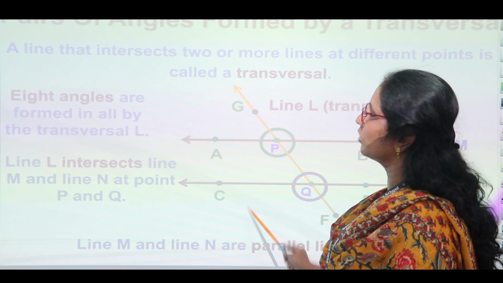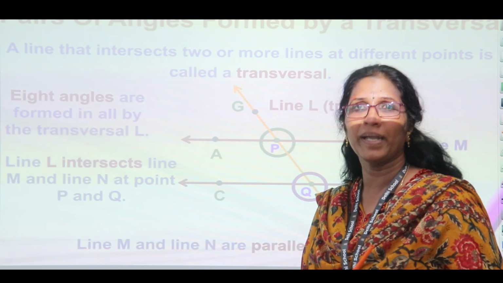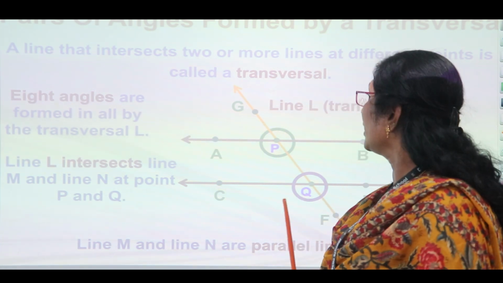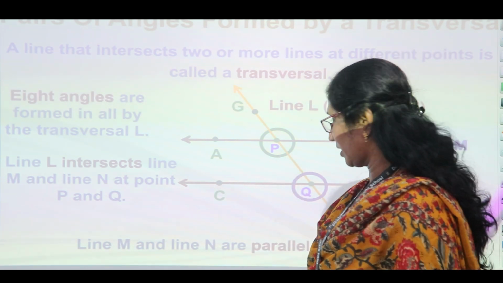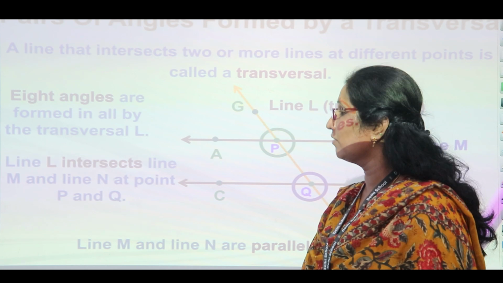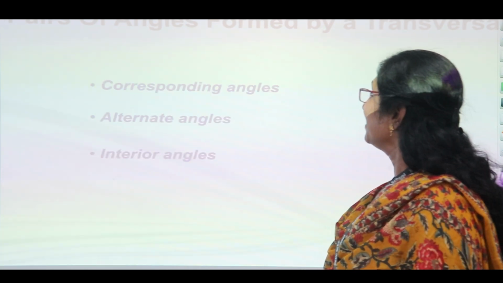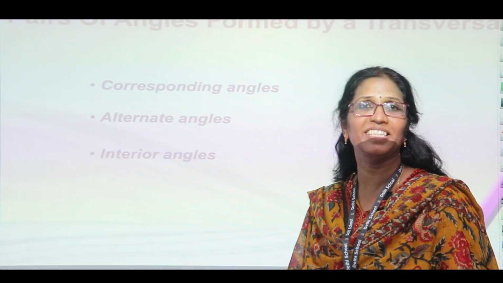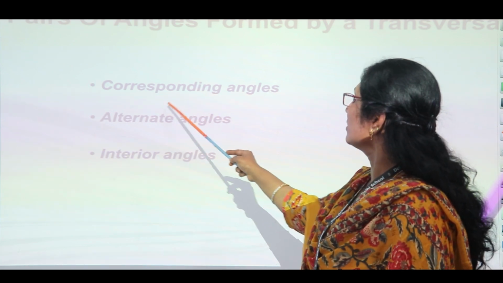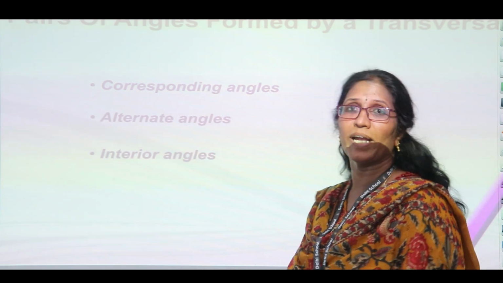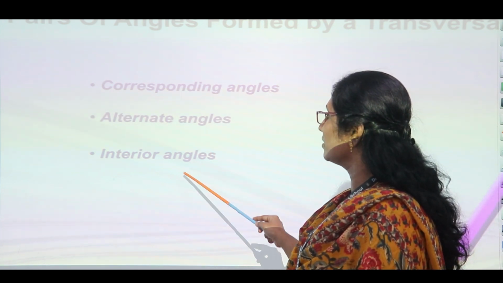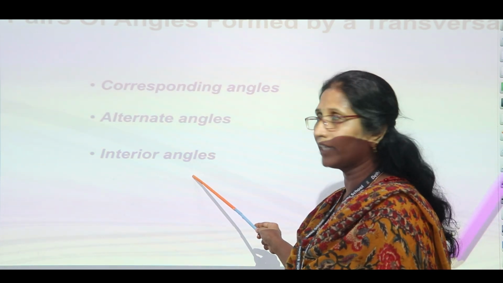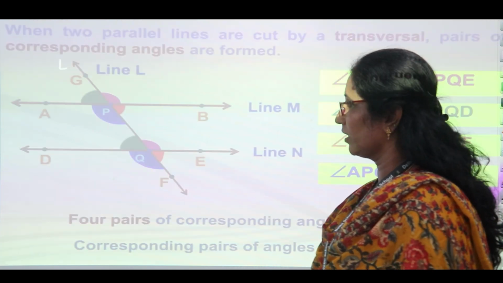These 8 angles make pairs of angles, which are named in 3 different types. One is corresponding angles, another is alternate angles, and the third is interior angles. So first, which pairs of angles are called corresponding, which are called alternate angles, and which are interior angles, let us learn one by one together now.